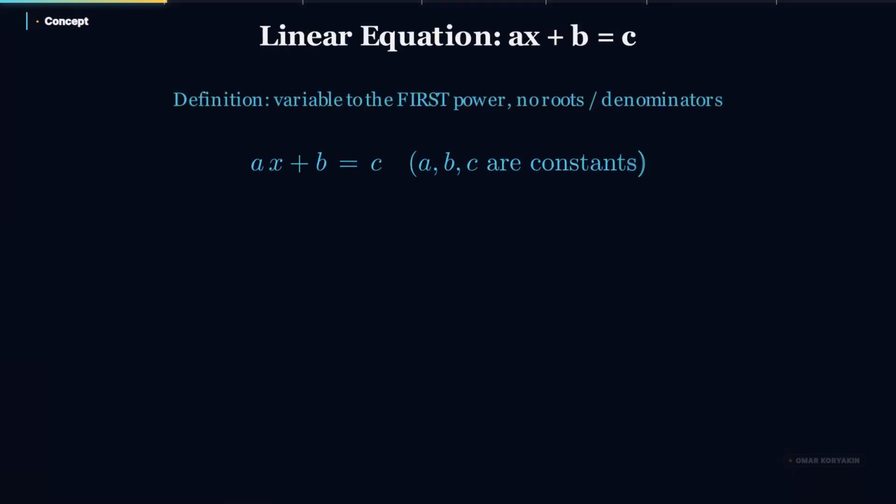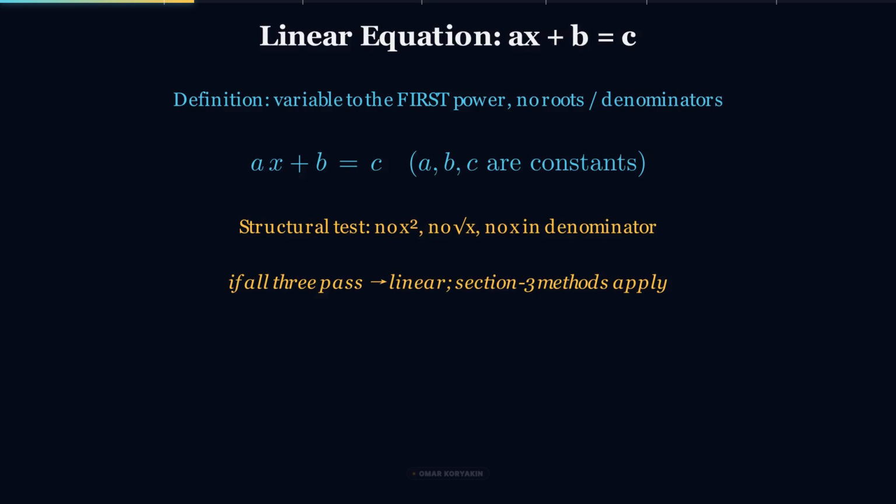A linear equation is one in which the variable appears only to the first power with no exponents above 1, no roots, no variables in denominators, and no products of variables with themselves. The standard form is a times x plus b equals c, where a, b, and c are specific numbers. Recognizing this exact structure on any equation immediately tells you that the solving methods of Section 3 will work cleanly without any of the more advanced techniques from later sections.